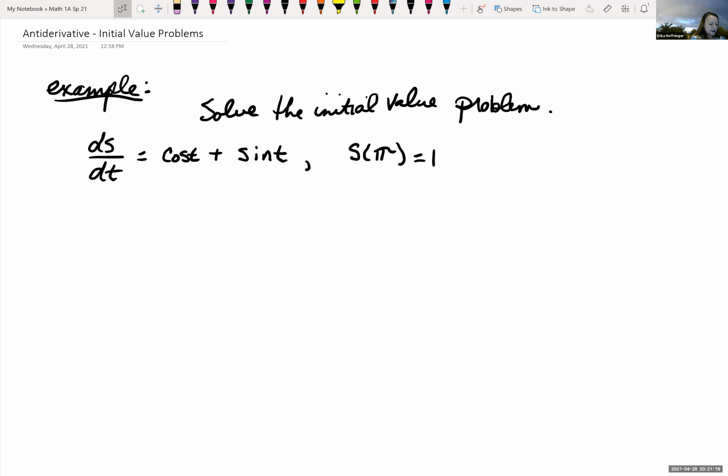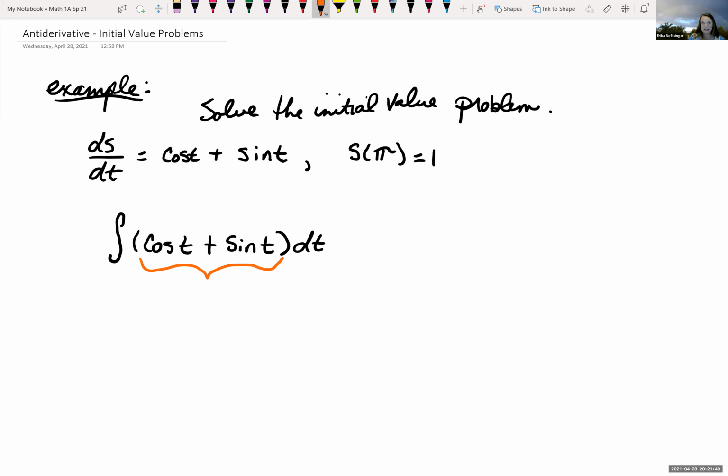the derivative. So we know we can take the antiderivative, and one way to write that is the integral of cosine of t plus sine t dt. So when we're taking the antiderivative, we're trying to think of what we could take the derivative of to get this integrand, which is cosine t plus sine t, back.